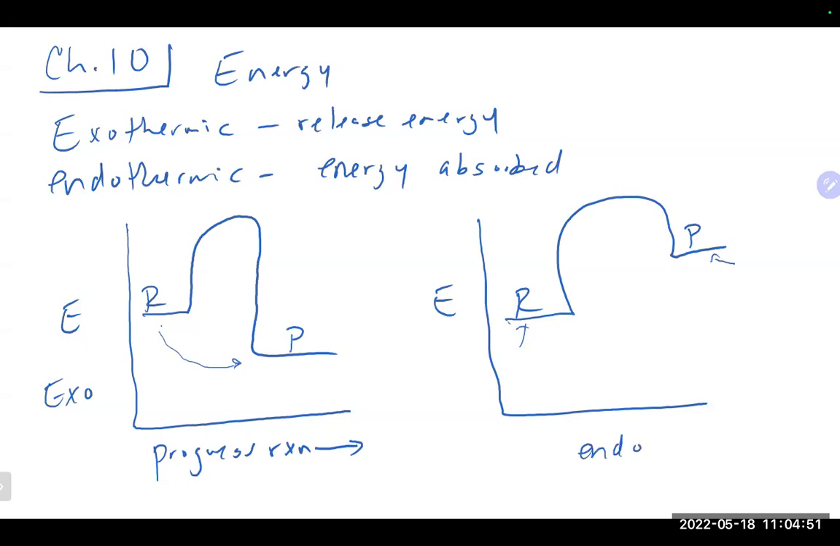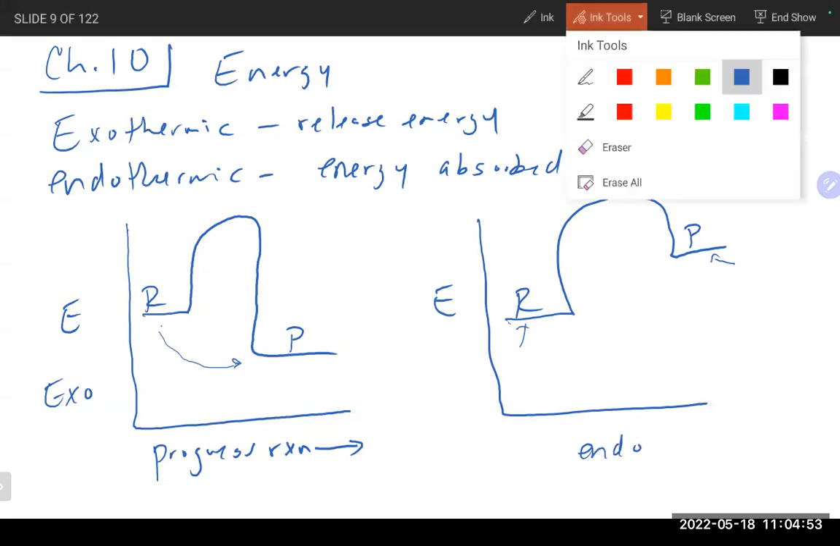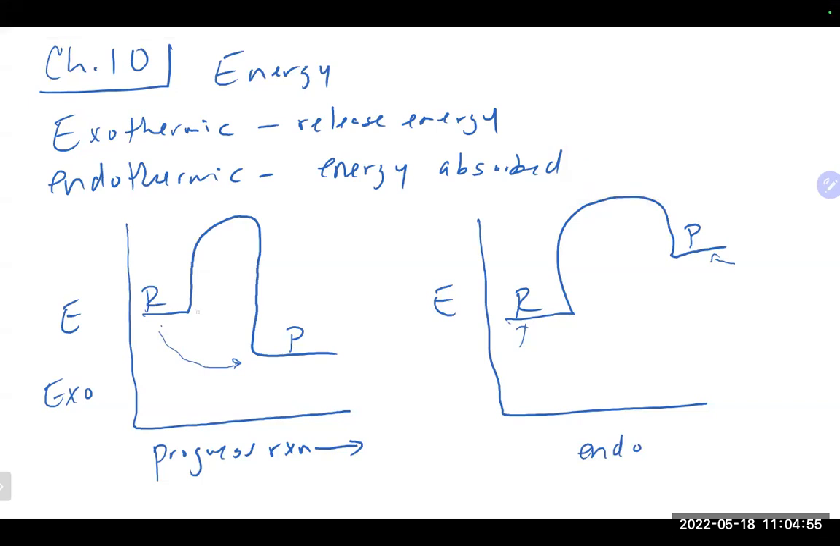Remember that all reactions have a hill that they have to climb, and that hill is right here from the reactants to sort of the peak of the hill. That is what is referred to as the activation energy. And the activation energy is the minimum amount of energy required for a reaction to take place.